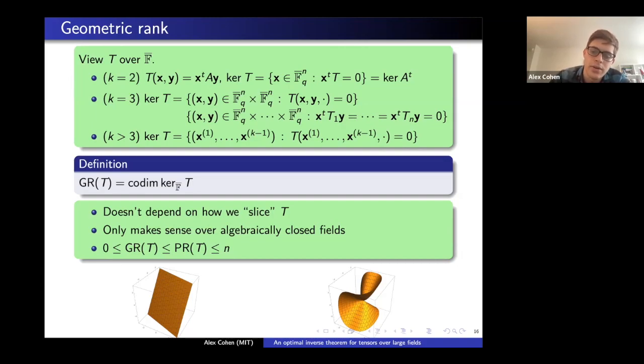So here I just have a little cartoon. On the left is a nice linear variety, which is like the kernel of a matrix. And on the right, I have some curved variety, which is like the kernel of maybe a 3-tensor. And this isn't really what it looks like. It's just a cartoon. So you don't have a flat hypersurface in your mind.